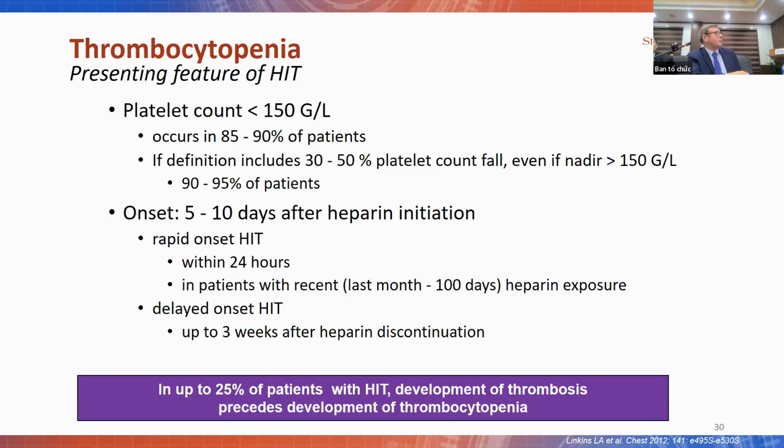So I mentioned the presenting feature, which is a platelet count below 150 giga per liter, and the onset 5 to 10 days after heparin initiation. But sometimes it can be a rapid onset within 24 hours in patients who have recently received unfractionated heparin. It has also been described as delayed onset of HIT up to 3 weeks after the patient has discontinued heparin.